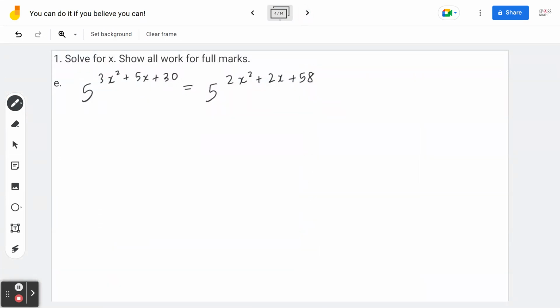Example 1e. 5 to the power of 3x squared plus 5x plus 30 equals 5 to the power of 2x squared plus 2x plus 58. Step 1, notice it's the same base. You can equate the exponents. So write down 3x squared plus 5x plus 30, which equals 2x squared plus 2x plus 58.